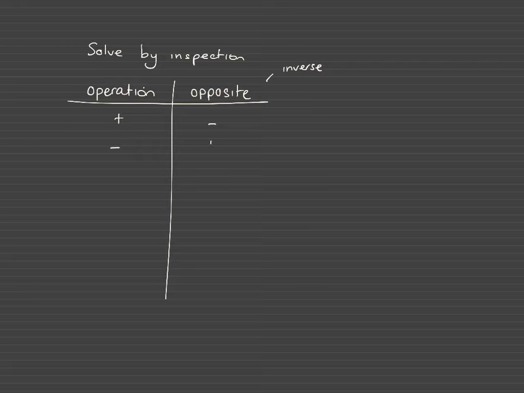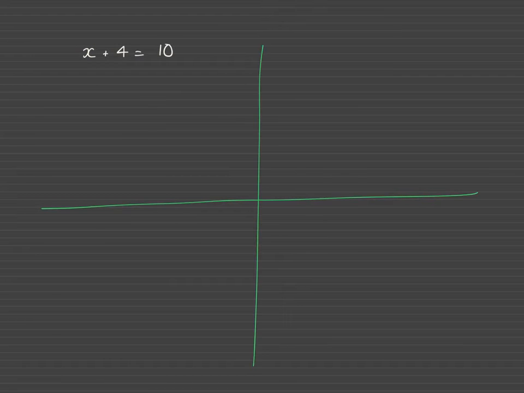The opposite of subtracting is addition. The opposite of multiplying is dividing. And the opposite of dividing is timesing. So let's have a look at 4 straightforward examples. Okay, so I'm going to do this on my board. I'm just going to divide it into four. It doesn't have to be x every time. It can be any letter you want.